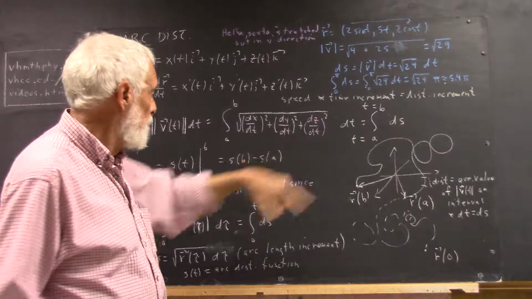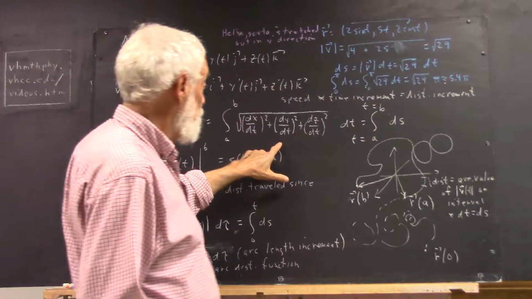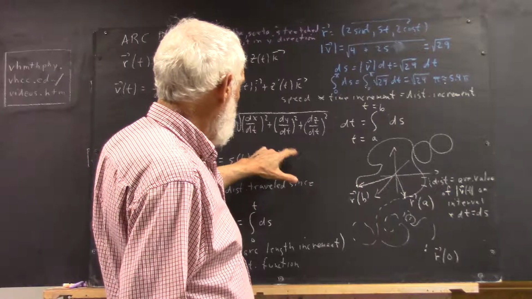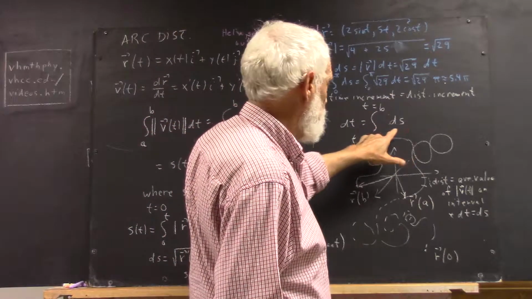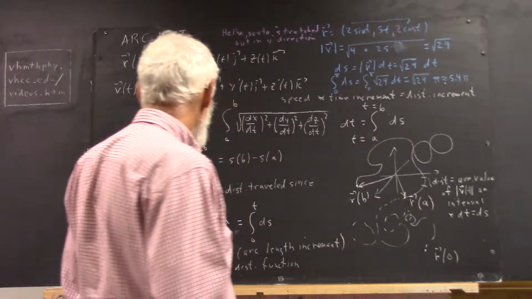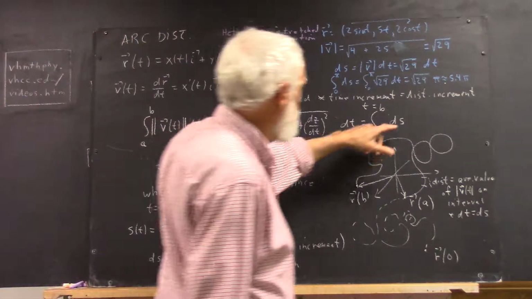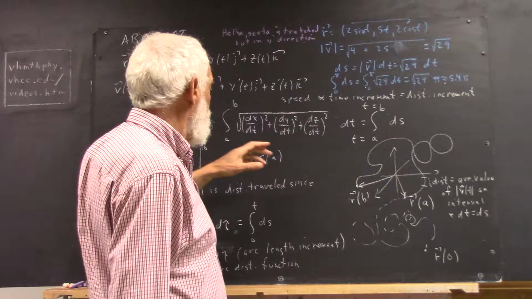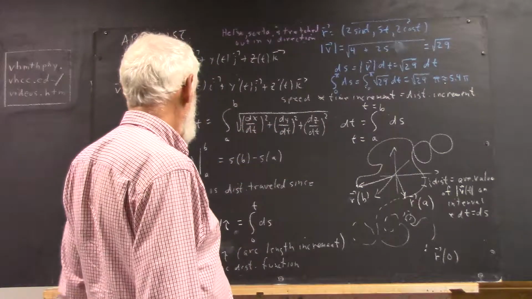I actually interpret that at the end of this, but you see where we're going with it. So this equals this, and this equals the integral of your distance increment. Okay? ds is your distance increment. So this integral becomes the integral of ds.